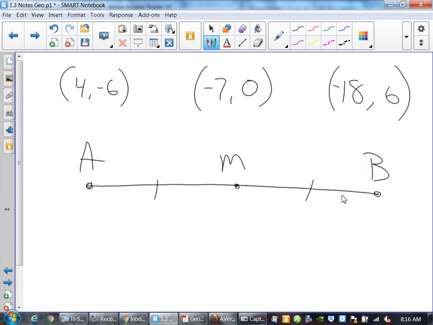Otherwise, you would have to do this. The x midpoint is equal to the first x plus the second x divided by 2. In this case, that would look like this: -7 equals (4 plus x) over 2. Would you rather do that? Wouldn't it be much easier just to count? There's no reason to do the extra work.